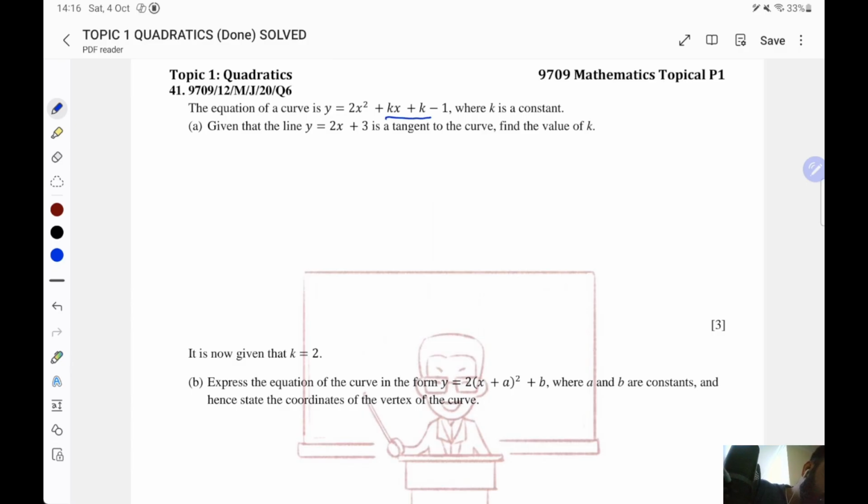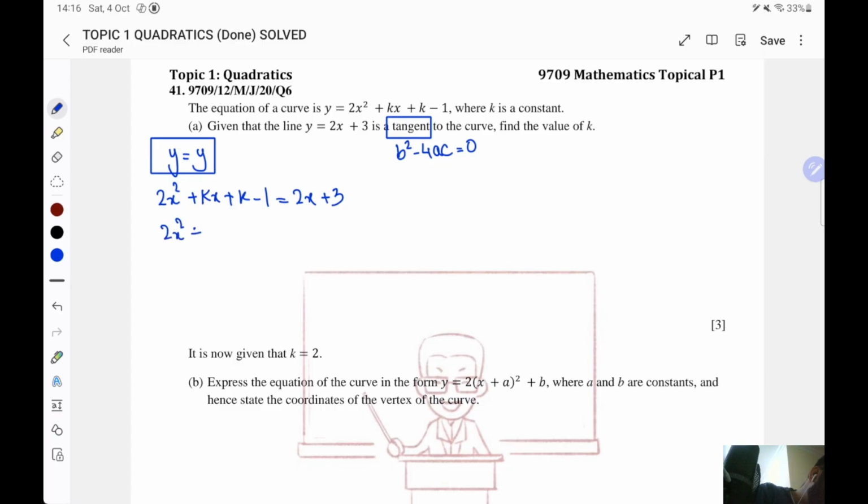So we are very well aware that whenever he talks that tangent to the curve, it means b square minus 4ac will be equal to 0, but of the equation of intersection. So for finding out the equation of intersection, we'll put the y's and y's equal to each other. So it will be 2x square plus kx plus k minus 1 equals to 2x plus 3. So 2x square plus kx minus 2x plus k minus 4 equals to 0.